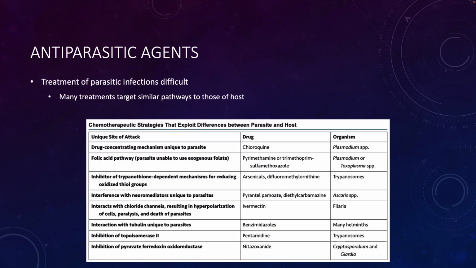Now, treating a parasitic infection is difficult. Let's think about why. Treating bacterial infections tends to be easiest because bacteria are so different from us, the host. Viral infections are difficult to treat because viruses take over the host cell. So if you're treating a virus, oftentimes you're treating and killing the host cell. So it's a little bit trickier.